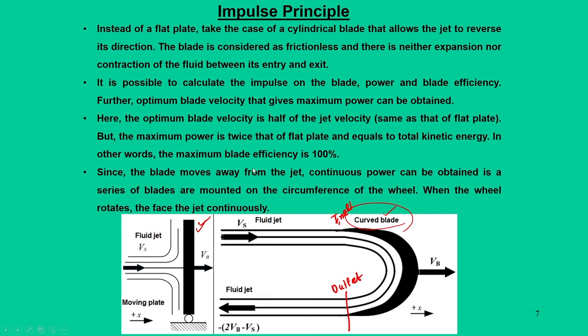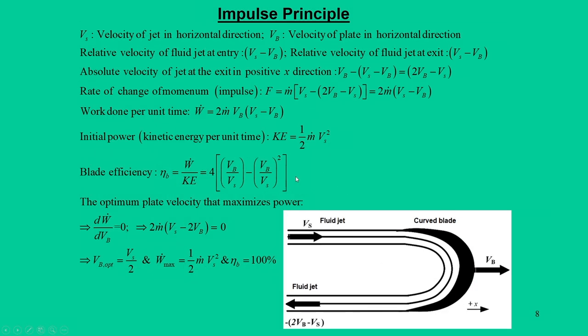In this case also we will follow this analysis: the optimum velocity will be half of the jet velocity, which is the same as the flat plate, but the maximum power will be twice that of the flat plate, and this equals the kinetic energy. So, in other words, we can achieve 100% efficiency. Let us see how we can prove this mathematically. For that, we consider the same philosophy: V s is the velocity of the jet in the horizontal direction, and V b is the velocity of the blade, instead of the plate, in the horizontal direction.